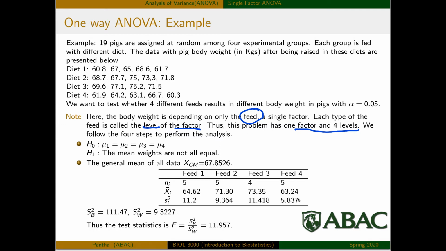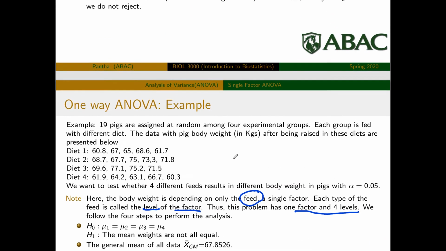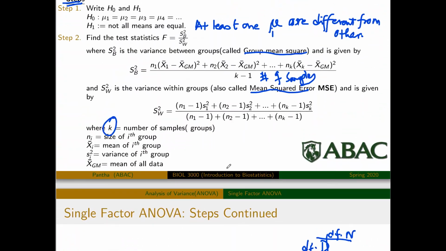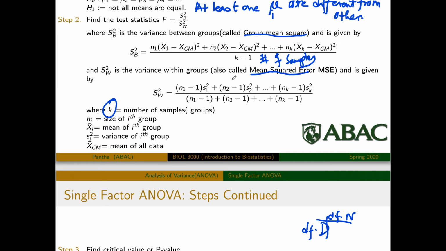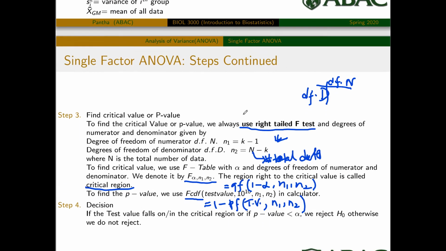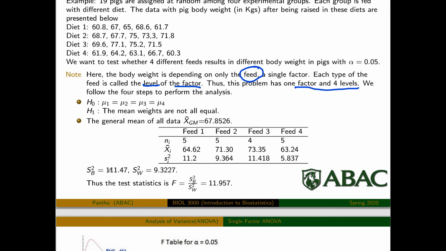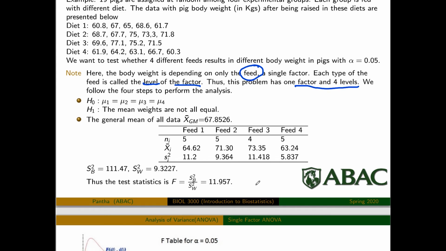Okay. Now what is SB square? We found SB square is 111.47. Well, how do I find out SB square? SB square is found by using this formula. This is the variance between the groups. And SW square is the variance within the groups. So that's the formula we use for that. Then I found F, the F value or the test statistic or test value, is SB square over SW square, which is 11.957. This is the test value.